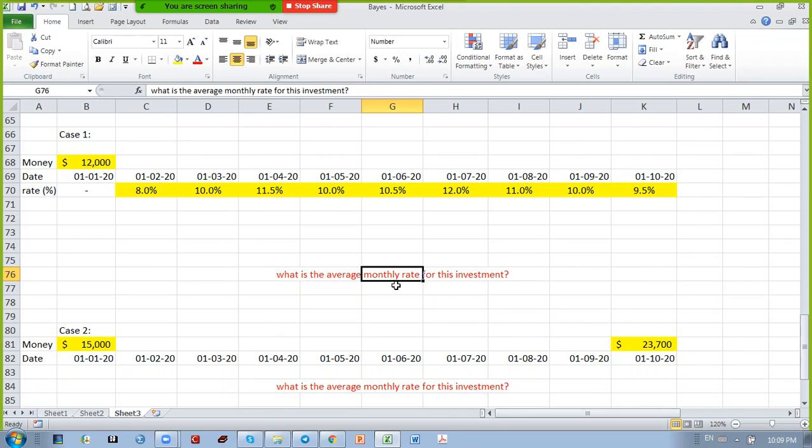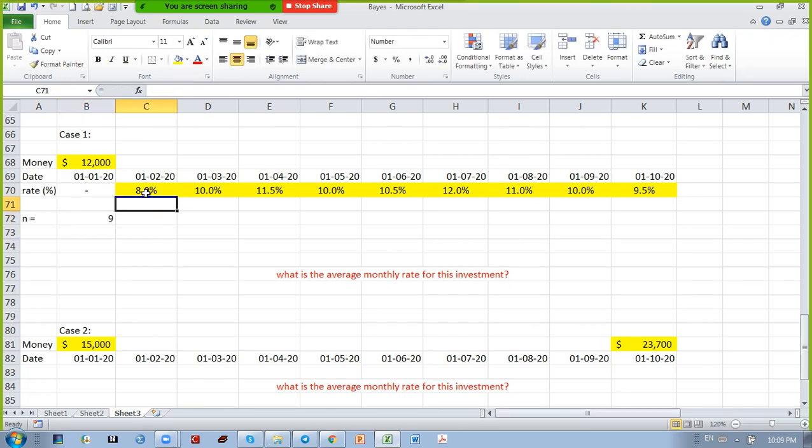The average growth rate of this investment. This is the actual growth rate that this investment provides to me, but I want to know the average monthly growth rate of this investment. That means I need to find the geometric mean. So based on this, I have n equal to 9.